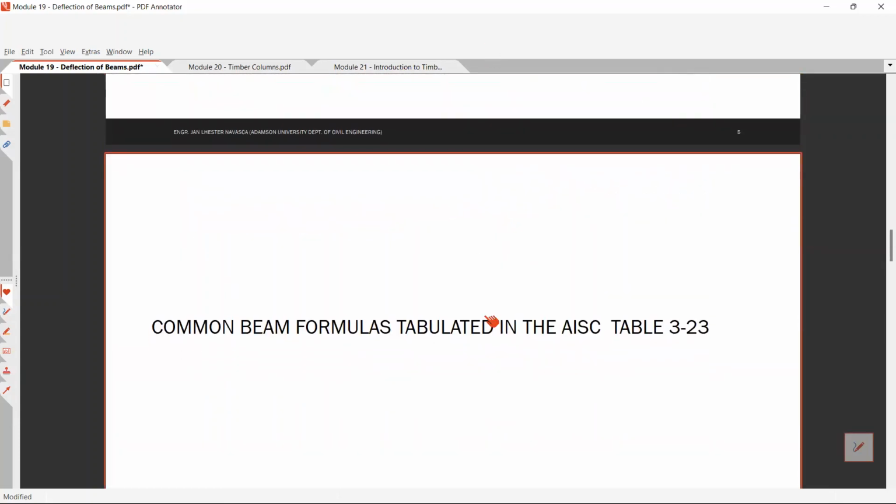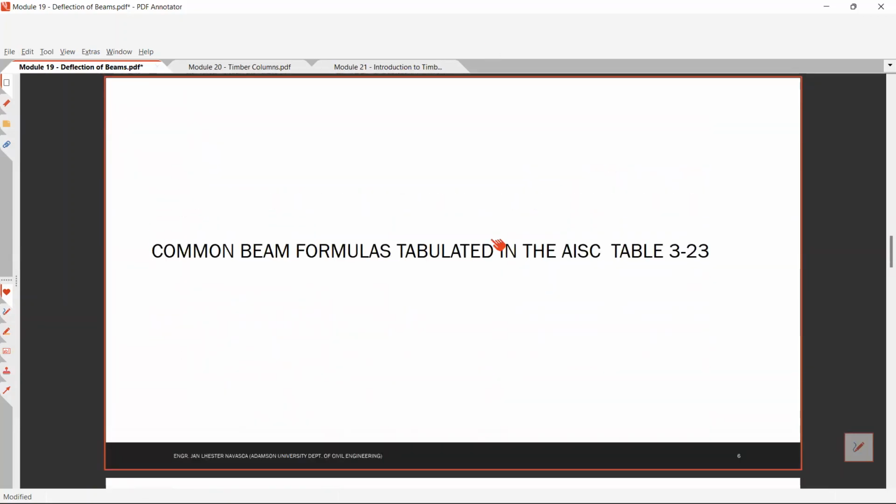Okay, what are the common beam formulas tabulated in the AISC? So, hindi lang dito nalilimit yung beam formulas. So meron pang napakaraming beam formulas. But if you can derive all those beam formulas based on the double integration method, DIM, naalala nyo pa yan? Or conjugate beam, okay, walang problema.